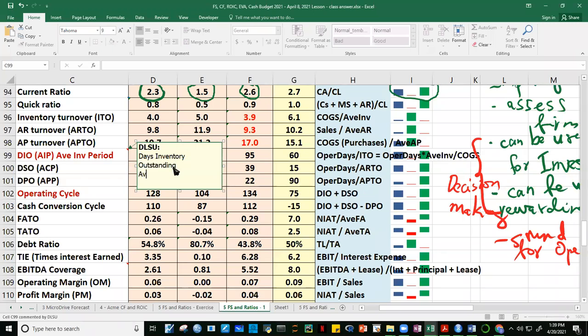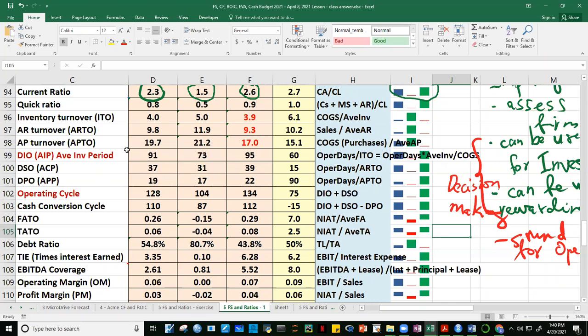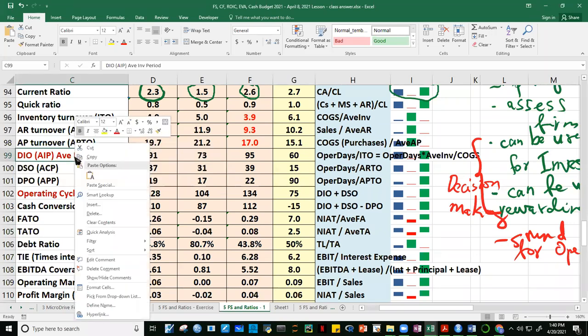Or average inventory. Okay, you can put notes on your sheet. Makikita nyo guys, may notes kung may red mark na dito sa upper, and then you can see now days inventory outstanding and average inventory period. You can insert that by going to your cell and then right click and then insert comment. Tapos kung may comment na, either edit or delete.